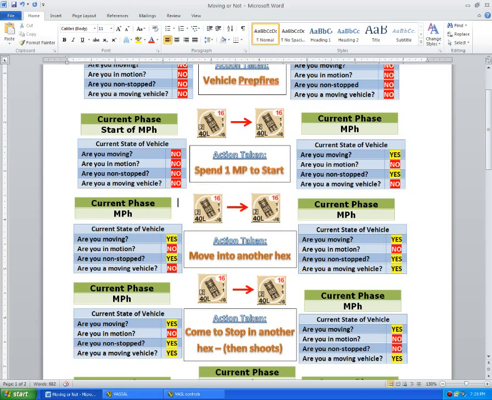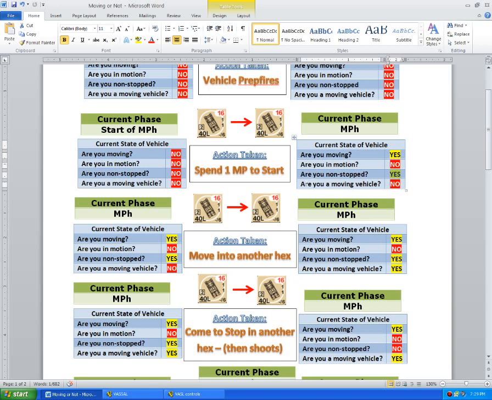When we do that, what happens to our current state of the vehicle? You notice several things change. First thing that changes is, are we moving? Yes. Remember the definition, it's our movement phase. We're spending movement points on it, so yes, we are now moving. Are we in motion? No, we are not in motion because we don't have a motion counter. Are you non-stopped? Yes, we are non-stopped. We are considered non-stopped by spending a movement point to start.